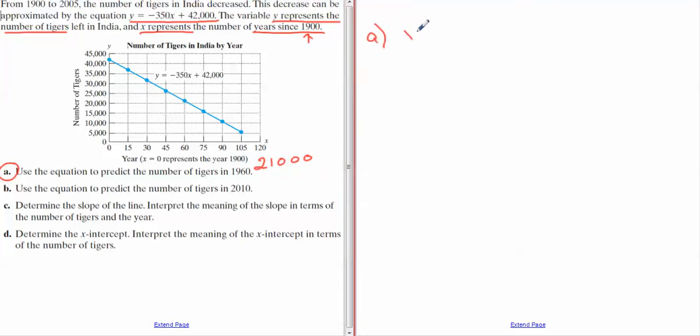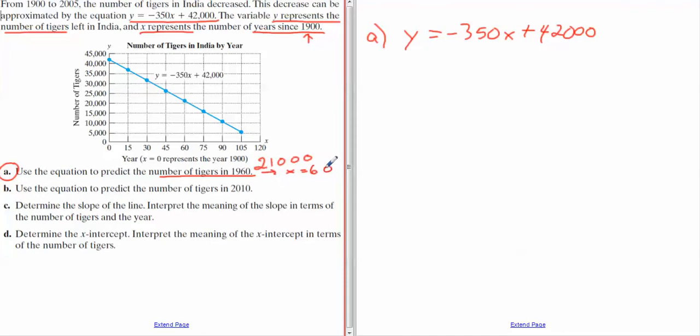So we're going to start with the equation. y equals negative 350x plus 42,000. All right, so there's our first step. Use the equation. All right, so predict the number of tigers in 1960. Well, let's see. What information is here? Number of tigers in 1960 means that our x is the number of years since 1900, so that would be x equals 60, right? Because x equals 60 means we're 60 years past 1900, which is 1960. Then we can just substitute x equals 60 into this equation and figure out what y, the number of tigers, is.